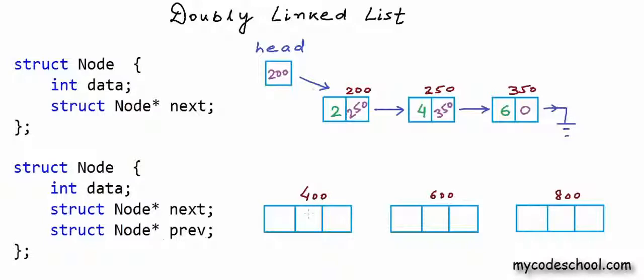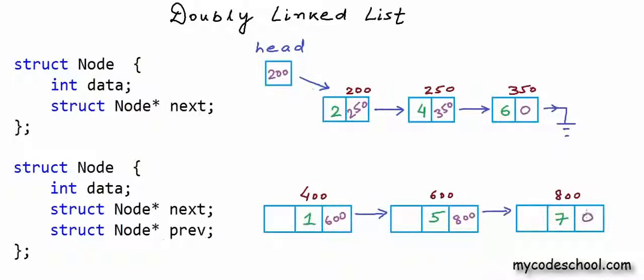Let's say the cell in the middle in each node is to store data. The rightmost cell is, let's say, to store the address of the next node. So for first node, this field will be 600, which means we have a link like this. For second node, this field will be 800.